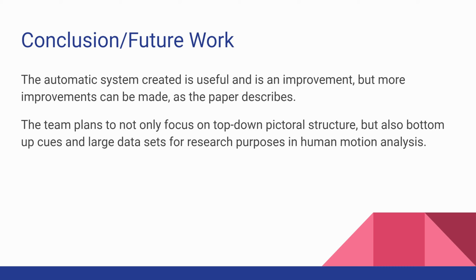So the automatic system is useful and is an improvement, but more improvements can be made, as the paper describes. The team plans to not only focus on top-down pictorial structures, but also bottom-up cues and large data sets for research purposes in human motion analysis. And that is essentially what the paper was on. They produced a system that meshed different ideas in computer vision to more quickly and accurately get motion capture for humans in videos.